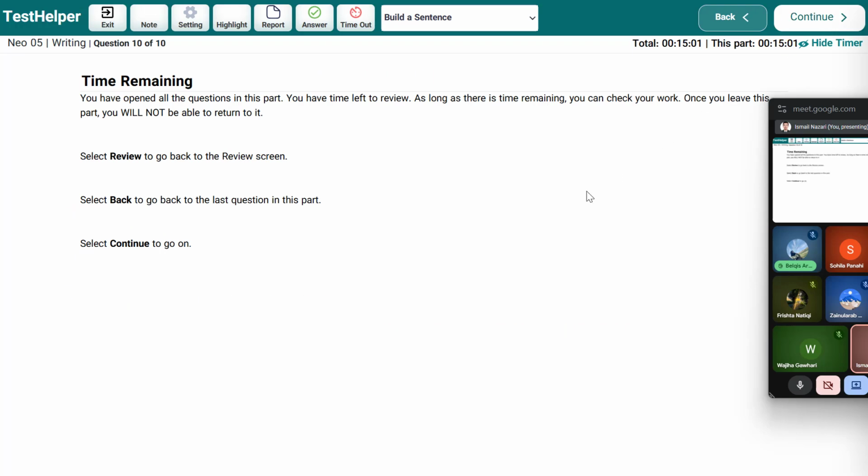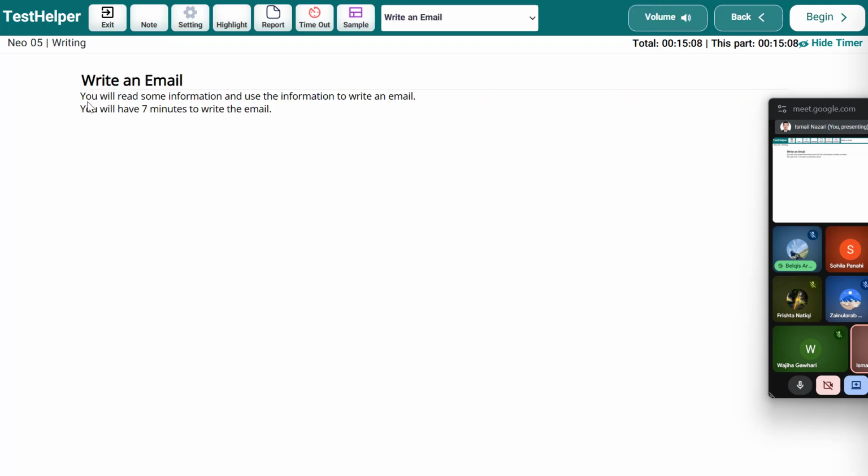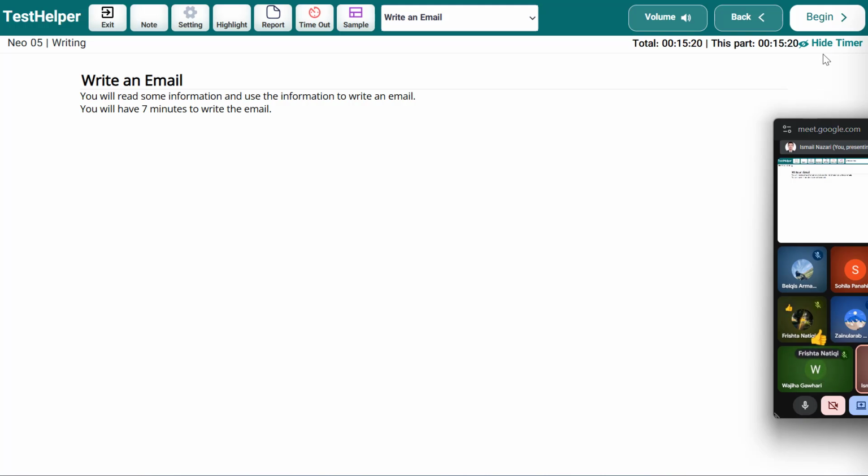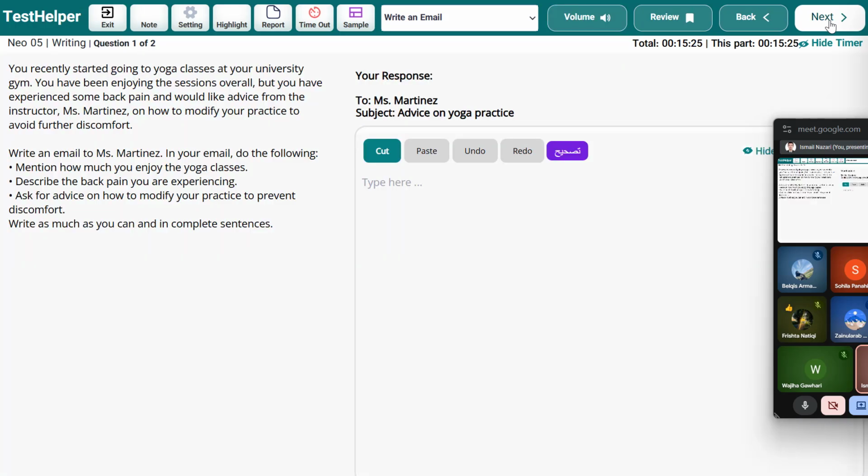So, yeah, that's all done with the first section. Let's get into the email writing. Here you will read some information and use the information to write an email. You have 7 minutes to write the email. So, everyone, please prepare for writing. We'll have 7 minutes. And this is the description for the email. I'll give you 7 minutes, but first let's read together.